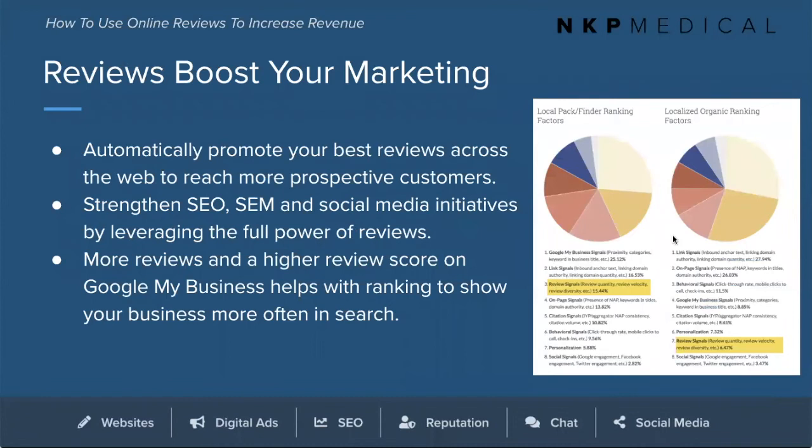Now, we've talked about the benefits on the consumer side, because obviously the more reviews that you have, the more people are going to be influenced that your practice is the one to go to over some of the others. But there are other benefits too that not a lot of people realize. So one of the biggest benefits that is not so obvious is going to be the SEO benefit.